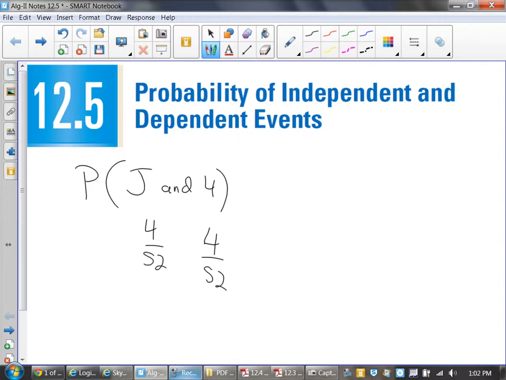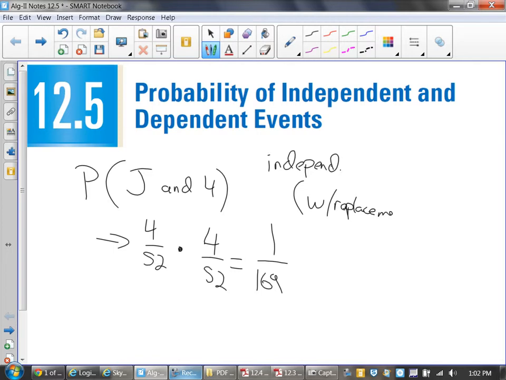So to get the probability of an independent event, all you do is take the 2 probabilities and multiply them together. You already simplified it and you get 1/169, I think. Yeah. So these are independent events because I had, what we say, with replacement, the amount of cards in the deck didn't change.